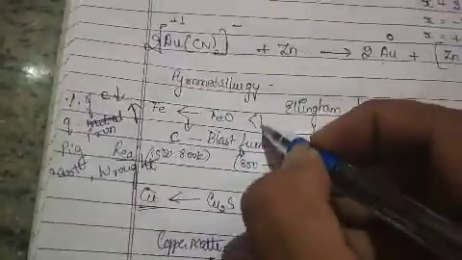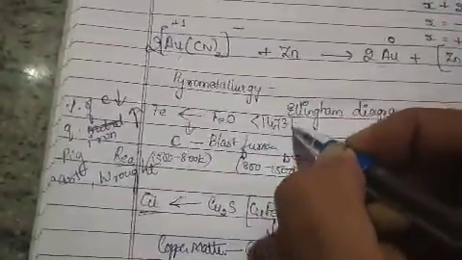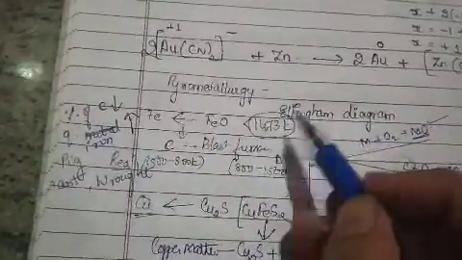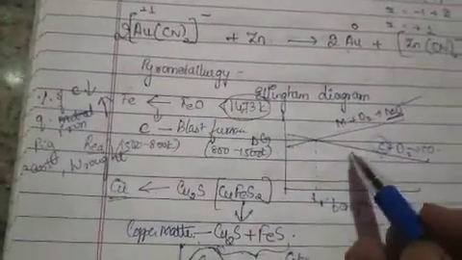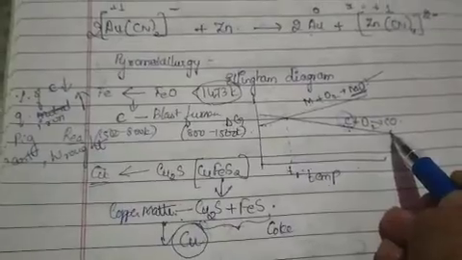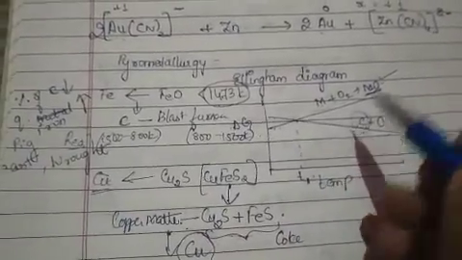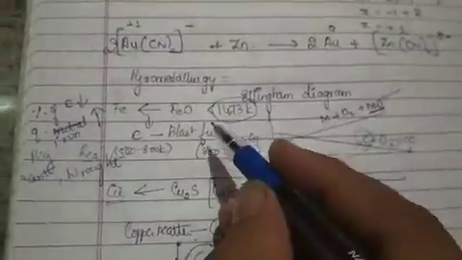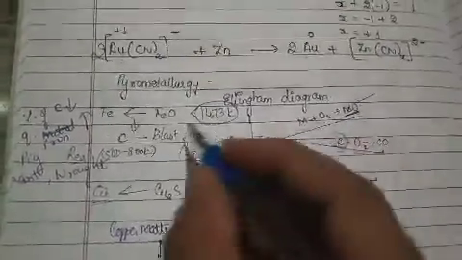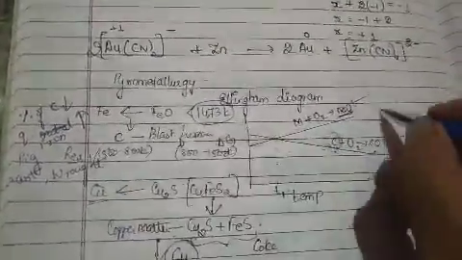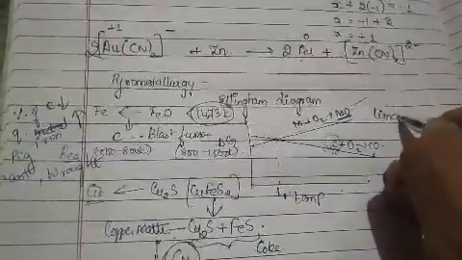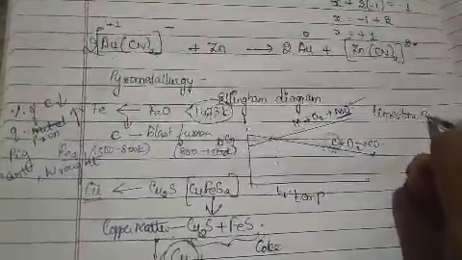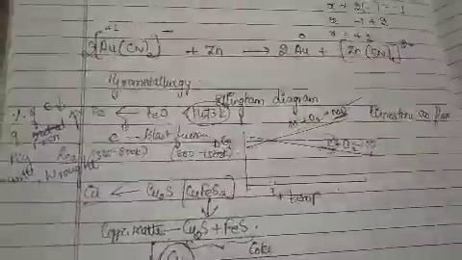From iron oxide to iron, we have maintained a temperature of 1473 Kelvin. Why this? Because above this temperature, your carbon to carbon monoxide curve is lying below your iron to iron oxide curve. Is that clear? And the next important thing is, in the extraction of iron from iron oxide, we have chosen limestone as a flux. Limestone as a flux.